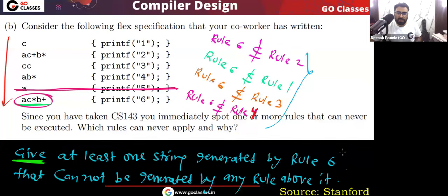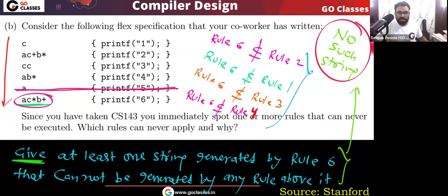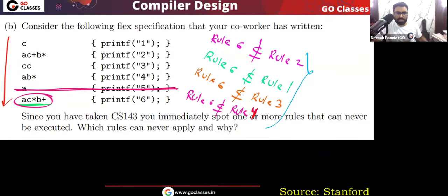Let me tell you, no such string is possible. Basically, there is no string which rule 6 can generate, but no rule above it can generate. Let me tell you, you can easily prove it. See, in this rule 6, you can make two cases. Either this star you will take 0 or you will take it non-zero. Do you agree with me?